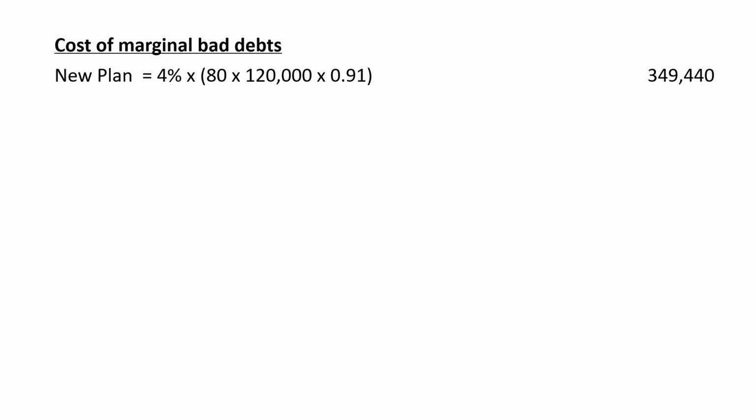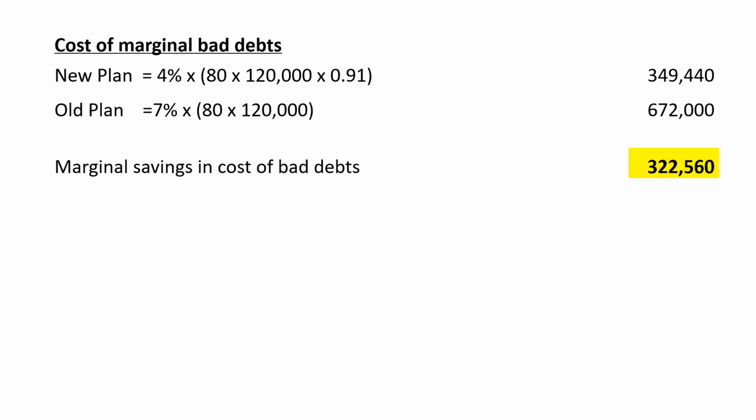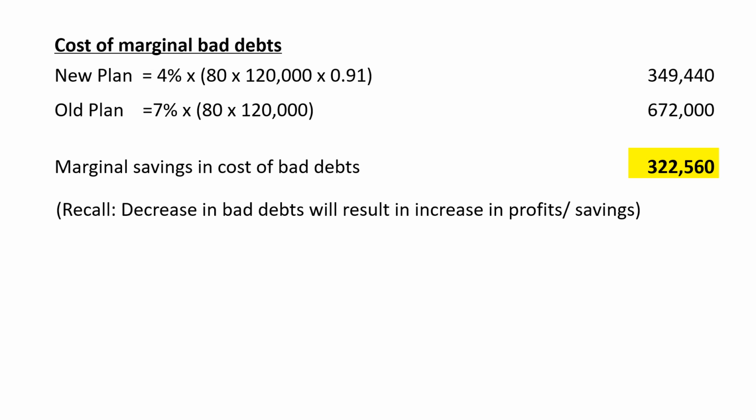The cost of marginal bad debts. New plan is 4% times 80 times 120K times 0.91 equals 349,440. Old plan is 7% times 80 times 120,000 equals 672K. The marginal saving in cost of debts equals 322,560. So to recall, the decrease in bad debts will result in increase in profits or savings.